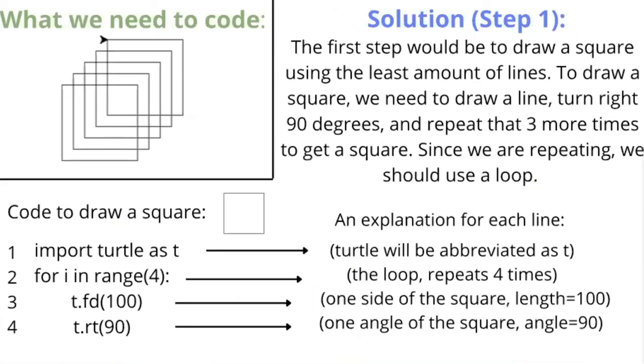Import turtle as t. This means that turtle will be abbreviated as t. For i in range 4, this is the loop that will repeat 4 times. t.forward(100). This is one side of the square, which will be 100 units. t.right(90). This is one angle of the square, and the angle will be 90 degrees.